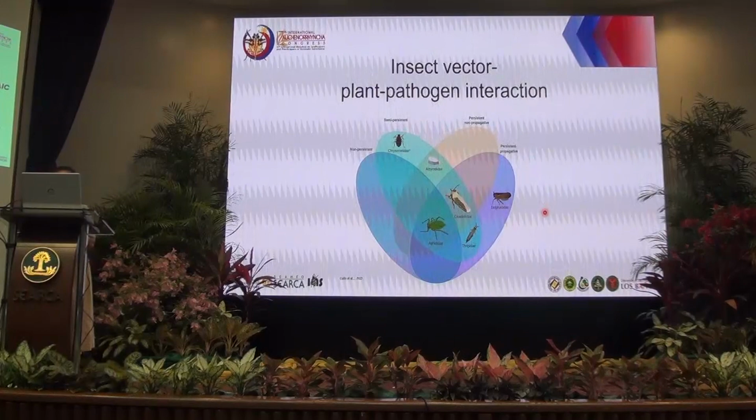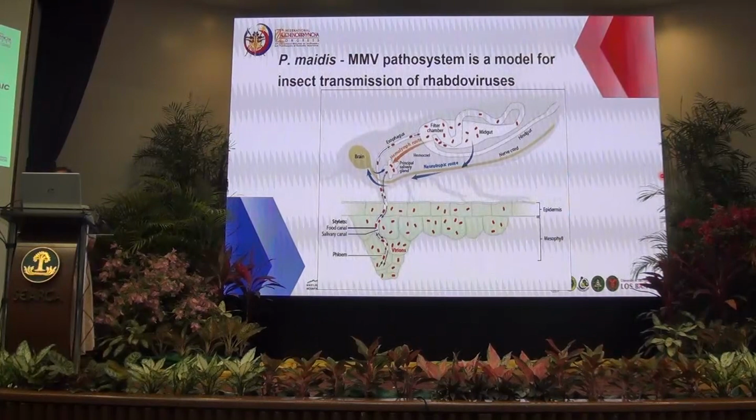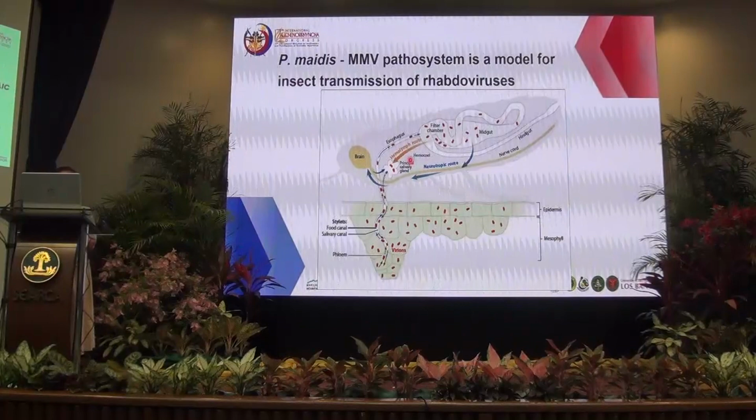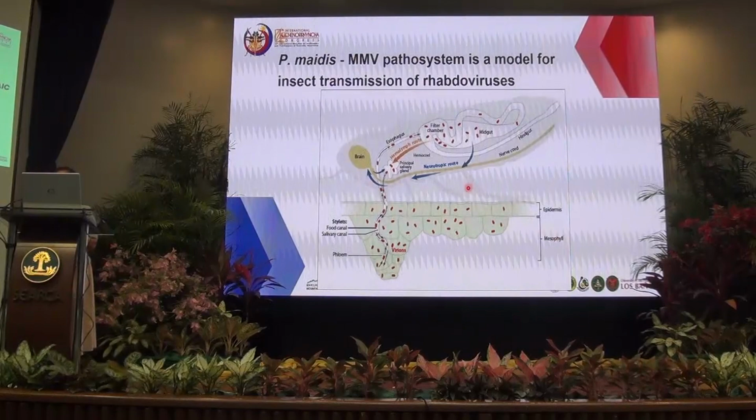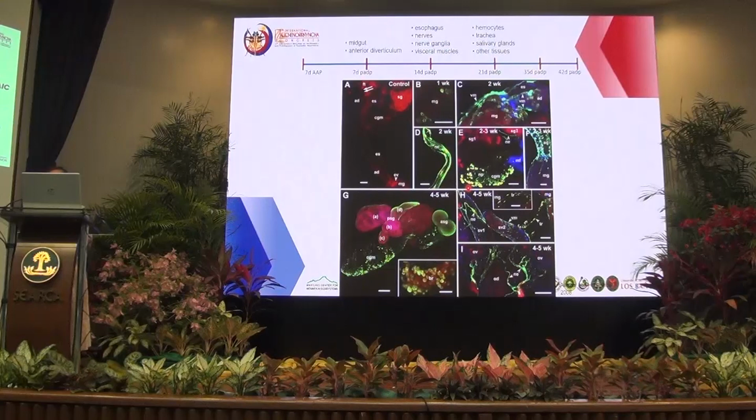MMV replicates in the insect vector, and it reaches the salivary gland either by the hemolymph route or the neurotropic route. Either way, the virus must escape the midgut barriers to be able to be transmitted to a new plant host through feeding. Once P. maidis acquires MMV, it can remain viruliferous for life. We know that MMV can be detected 1 week post first access to plants that are infected with MMV.